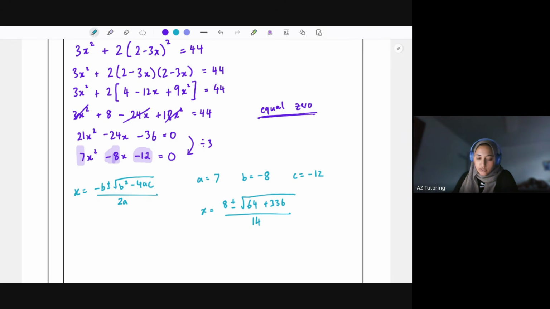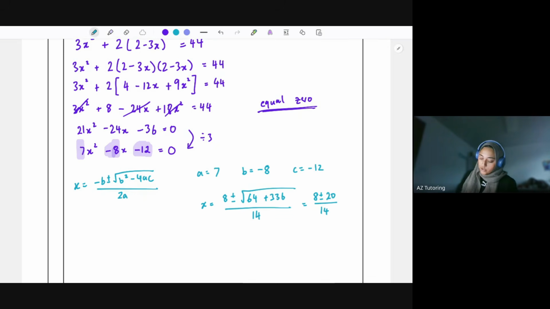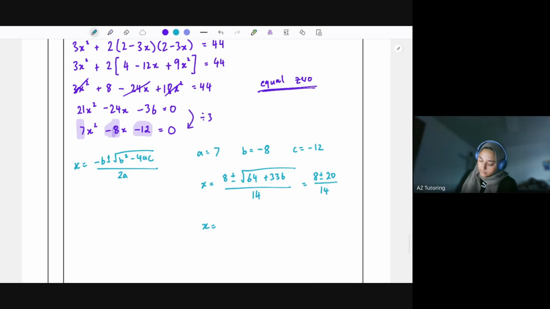Okay, so then this just gives us 8 plus or minus the square root of, so 64 add 336, which gives us 400. And the square root of 400 is just 20 over 14. So our 2 answers for x, I'll just write them here. We've got 8 plus 20 over 14. So 8 plus 20, so 28 divided by 14 is just 2. So that's our first answer for x.